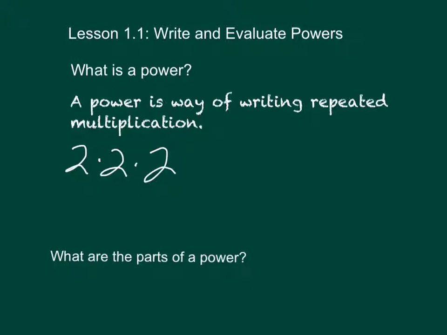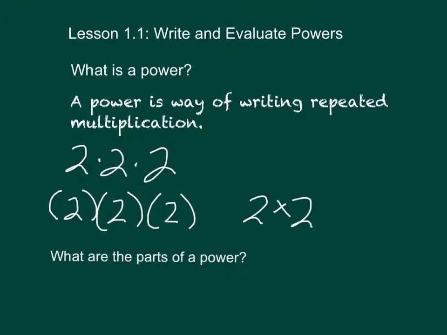Another way it might look would be with parentheses around the numbers. 2 times 2 times 2. Or in the old way with the X or the cross, like this over here. 2 times 2 times 2. These three right here are examples of repeated multiplication.